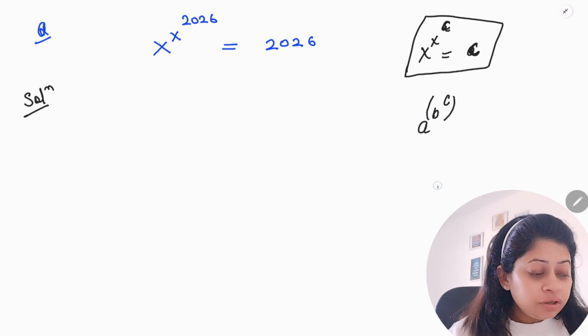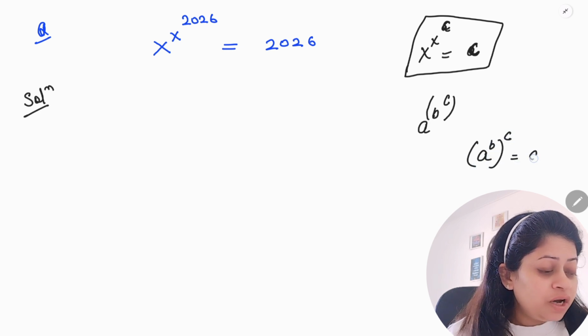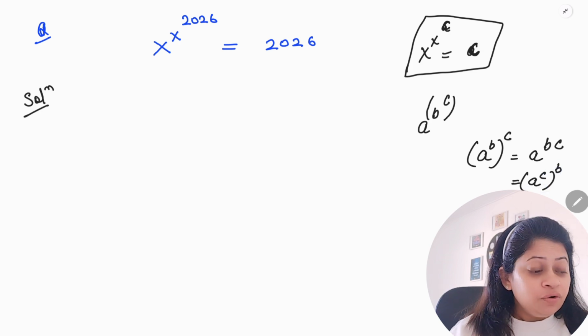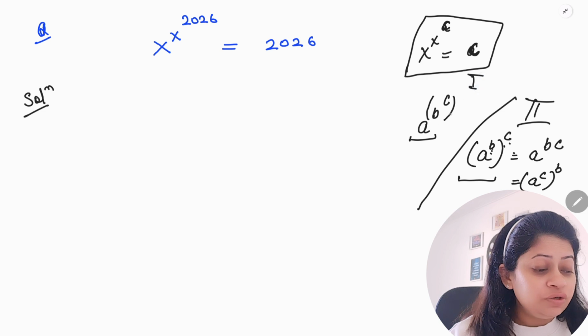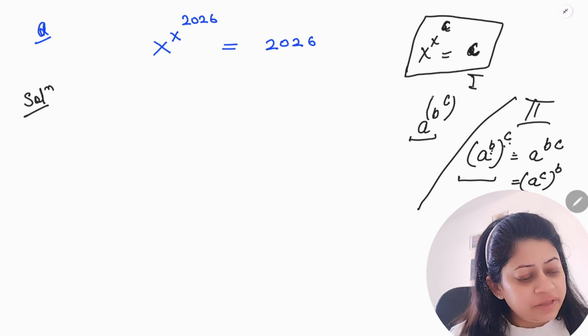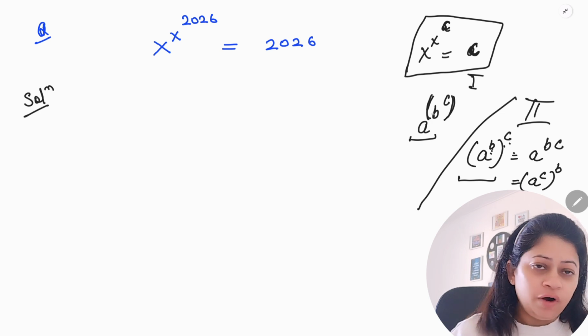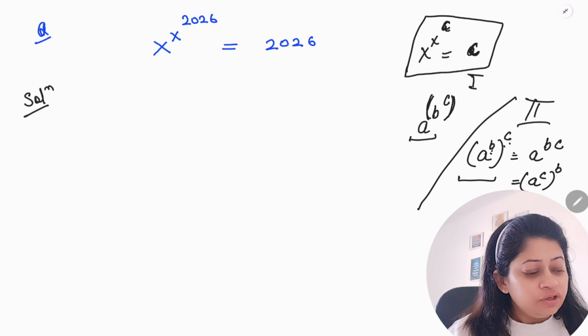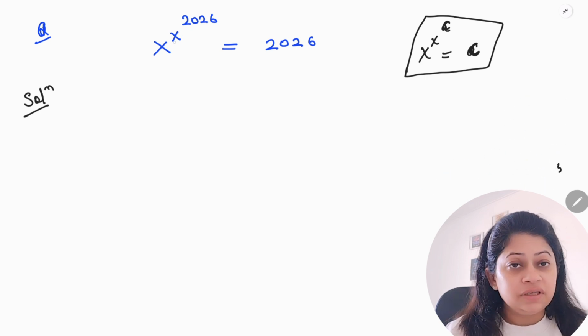Don't get confused with this thing. Suppose you have a raised to power b raised to power c, it would become a raised to power bc, or a raised to power c raised to power b. Do not confuse this thing with this thing. They both are different. In this second case, you multiply powers. In the first case, you do not multiply powers. You first solve this power, b raised to power c, and then you solve a raised to power whatever you get. So we know that in here we cannot multiply the powers in this type of thing.